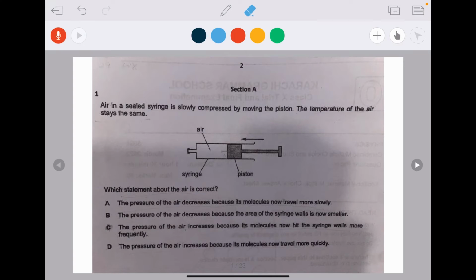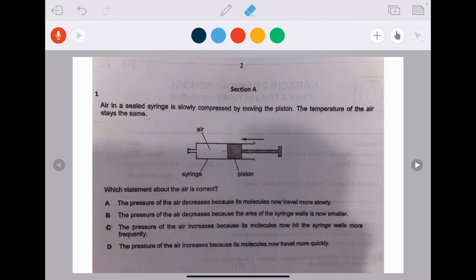So I will be going through the February-March 2022 mock exam of KGS for physics, section A, the MCQs. Question 1 says that air in a sealed syringe is slowly compressed by moving the piston. The temperature of the air stays the same.